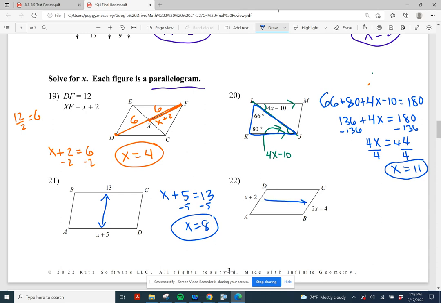Opposite sides of a parallelogram are congruent, which means the same length. So x plus 2 has to equal 2x minus 4. I need to get the x's on the same side and the terms that don't involve x, the constants, on the opposite side. So I'm going to subtract a 2x. And I'm going to have negative x plus 2 equals negative 4. I'm going to subtract a 2 from both sides. Negative x equals negative 6. Then I'm going to divide both sides by negative 1. X equals 6. And we are done.